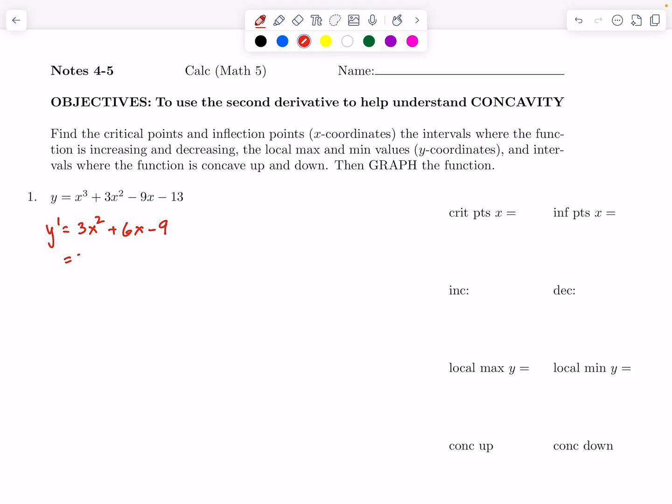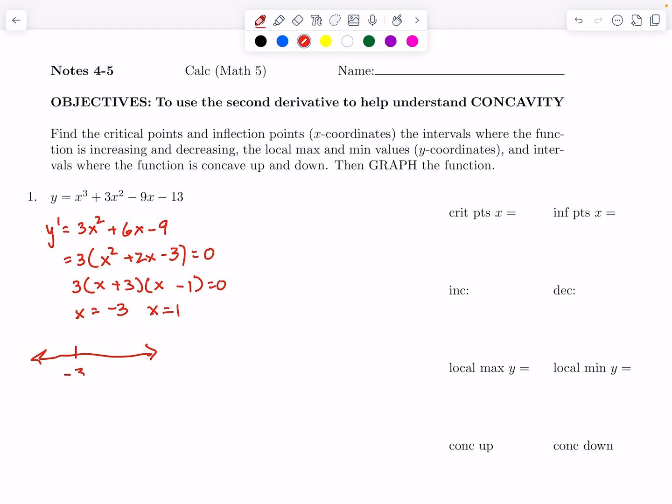Pull out the common factor, it makes your life much easier. Set the derivative equal to 0. Once in a great while you get undefined, but mostly it's just when it's 0. Let's see, does this factor? Of course it does. Okay, so trying to leave some space for the graphing itself.